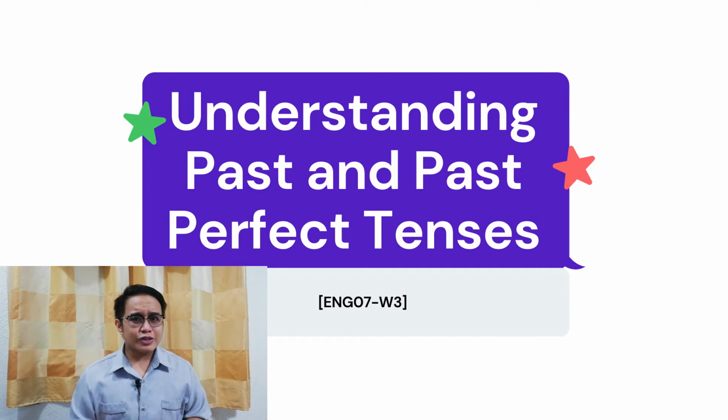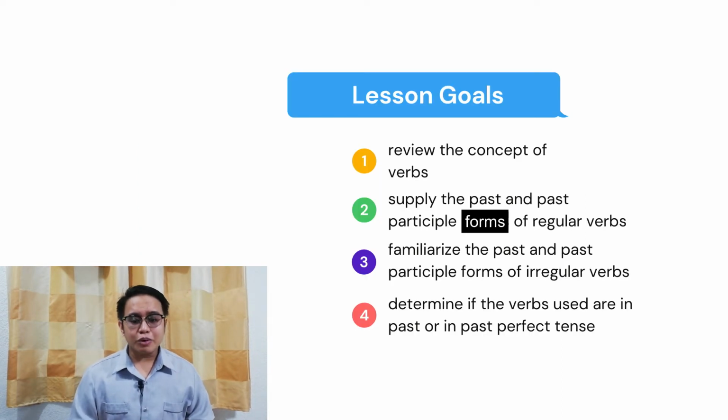Our lesson goals for this day: number 1, we have to review the concept of verbs, because some of you may have a wrong notion of what a verb is. Basin sayop ang imong hunahuna unsay verb. So that is what we're going to talk about. Number 2, you are going to supply the past and past participle tenses of regular verbs. And number 3, familiarize the past and past participle forms of irregular verbs.